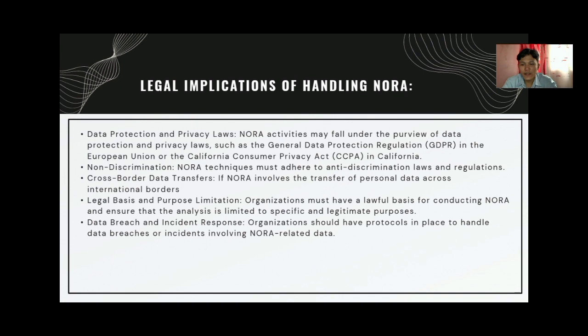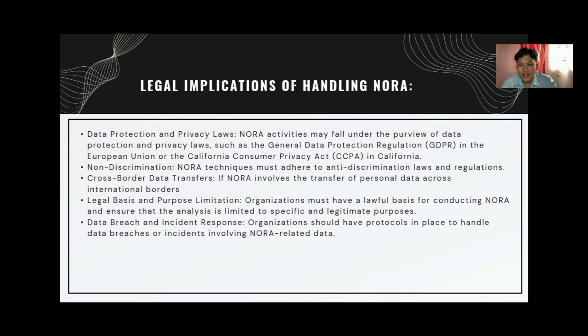Organizations using NORA must have a legal basis for conducting its analysis and ensure that it is limited to specific and legitimate purposes. Data that is necessary and relevant to the intended purpose of NORA analysis is of utmost importance. Finally, organizations must have protocols in place to handle data breaches or incidents involving NORA-related data. This includes notifying affected individuals and relevant authorities, mitigating potential harm, and taking steps to prevent future breaches.